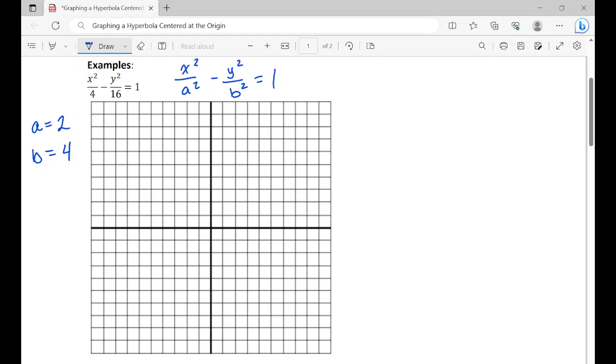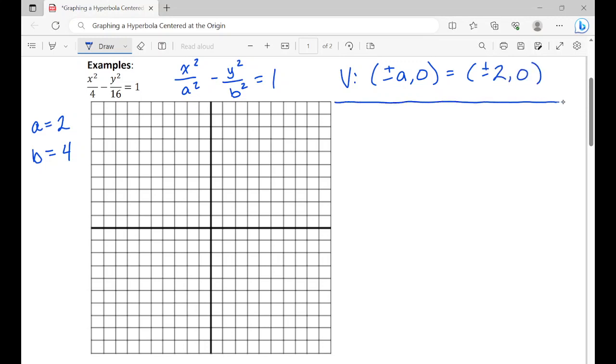And from here we can start figuring out what we need, which is the vertices, foci, and then the asymptotes. So let's start off with the vertices, V. The vertices are in the form of plus or minus a comma 0 because we are centered at the origin for these examples. And we know that a is 2, so that means my vertices are at plus or minus 2 comma 0. And there are my vertices.